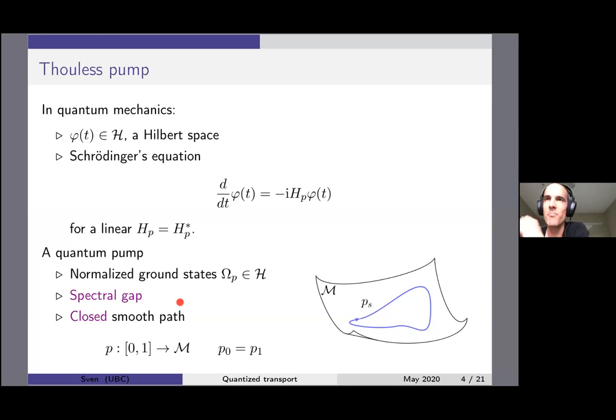If you have the idea of a pump, you have the idea of something that is cyclic. So when I talk about the Thouless pump or a quantum pump, I imagine that I have a given path of parameters in this manifold of parameters, and it's a closed and smooth path. I could imagine that it's a parameterized path, so I have a map from [0,1] to the manifold M. If I were to go back to this picture of a waiter, he's just moving his plate slowly, but in a periodic fashion. That would be what I call a quantum pump.